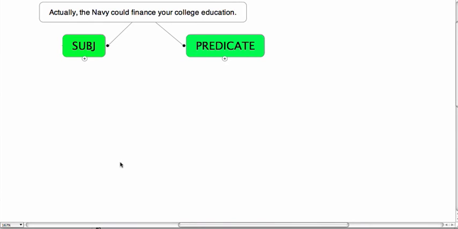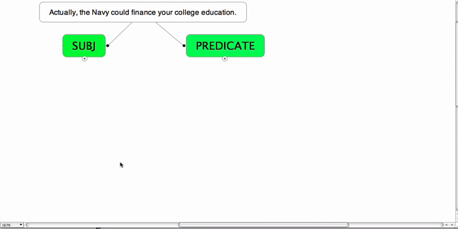Syntax tree for "Actually, the Navy could finance your college education." How to go about doing this? What's the basic message? Grundbudskapen. The basic message is somebody could finance something.